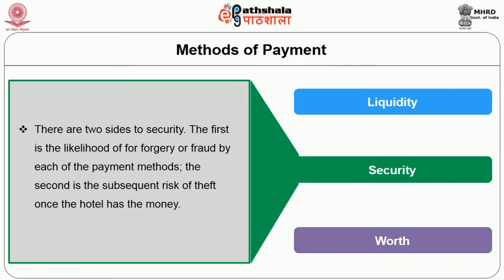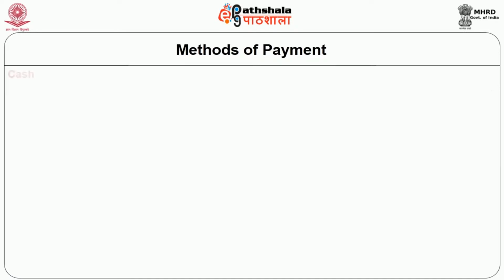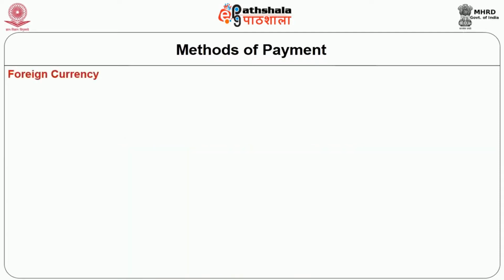Talking about the worth, finally, there is the total amount of money the hotel eventually receives in payment. This will not be the same in every case. Handling charges, commissions and delays in payment all cost the hotel money. Cash was traditionally the most popular method of paying bills at the hotel and other business transactions, but as prices have risen and other methods have become so readily available, it is used much less in hotels and other such transactions, where bills for a few days' stay can often amount to hundreds of rupees. And using foreign currencies is also another method of cash settlement.